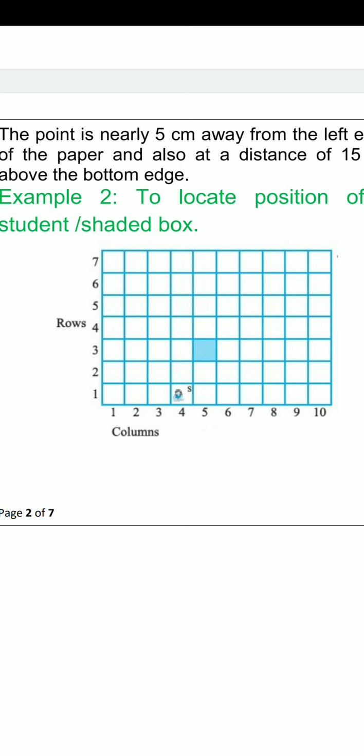So what is the position of this shaded box? The position of the shaded box is 5th column, 3rd row, or simply we can say 5 3. Or if we write the row number first and column number second, then 3 comma 5. This is your location in the class, or it can be any other. And one more, it is given a picture of the student, in the 4th column and 1st row. So its position is 4 comma 1.